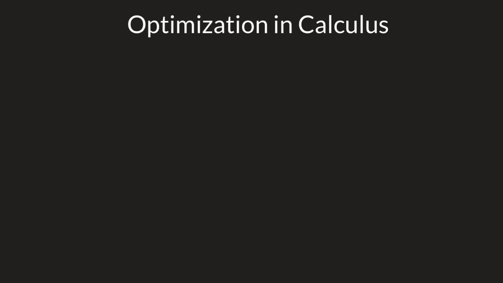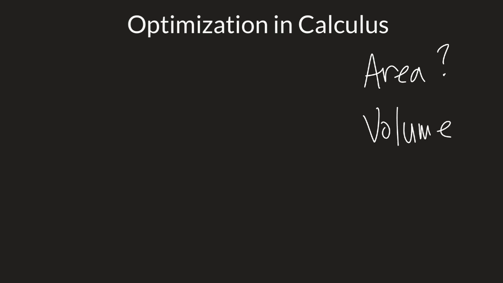Okay, when we're talking about optimization in calculus, we're going to be given some type of situation, usually geometric, with an area. What thing gives you the biggest area or the smallest area, depending on how you want to optimize it? Or what are the dimensions that will give you the greatest or the smallest volume?